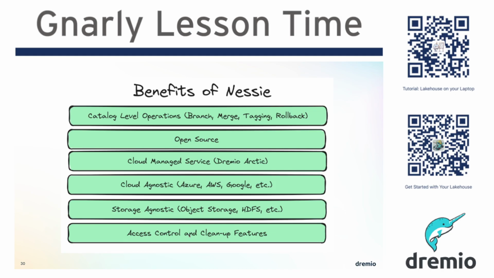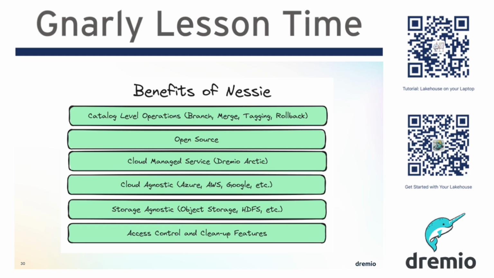But with Nessie specifically, you get additional benefits because it's at the catalog level. So again, everything's happening at that multi-table catalog level when you branch, merge, and tag, not at an individual table level like what's already built into Apache Iceberg. It's open source. Okay, so again, you have full visibility of the code. You have the ability to customize it. You have the ability to contribute to the project.